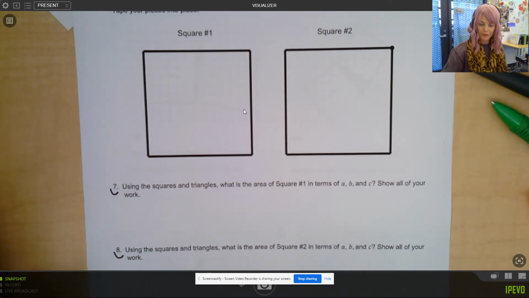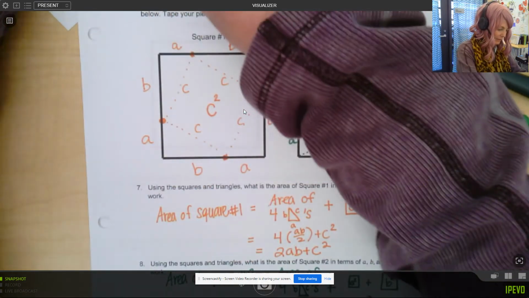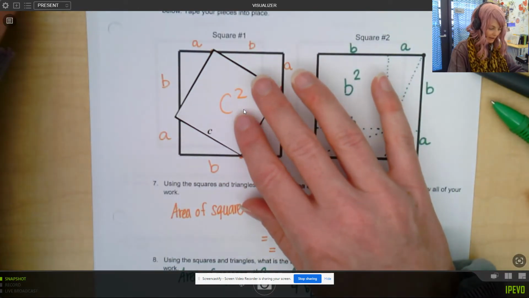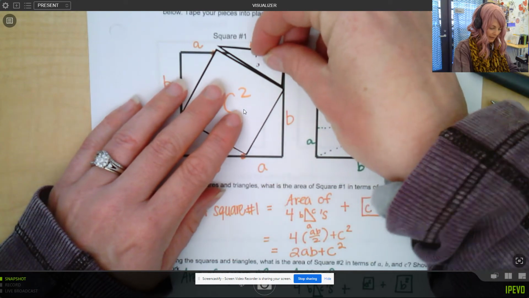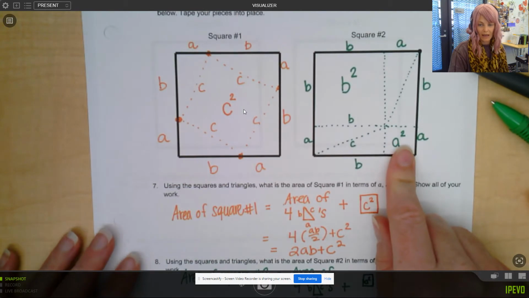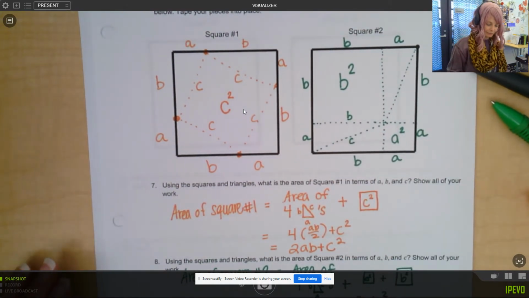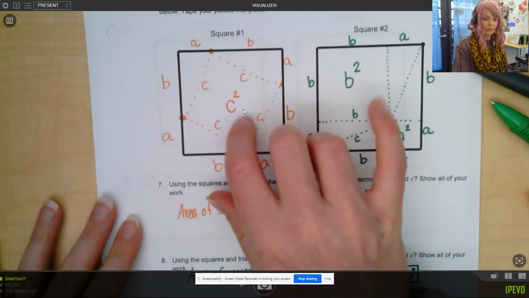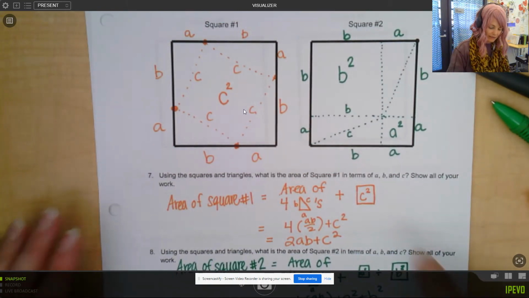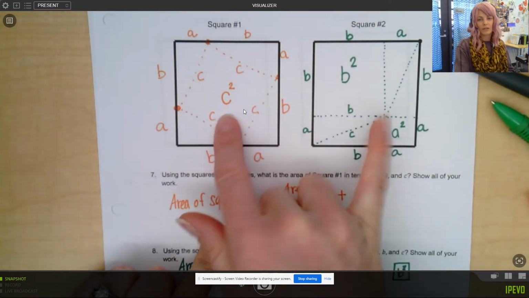Okay, hopefully you had some time. So what I found worked best is if we have to use all of them, we are going to use C squared in the center as a tilted square, and we're going to be able to fit the triangles around it. And square 2, you're going to fit the B squared and the A squared, and then the other 4 triangles here. So maybe you swap square 1 and square 2. That's totally fine. So 7 says, what's the area of square 1 in terms of A, B, and C, and show all your work. So my square 1, notice your square 1 and square 2 might be switched.